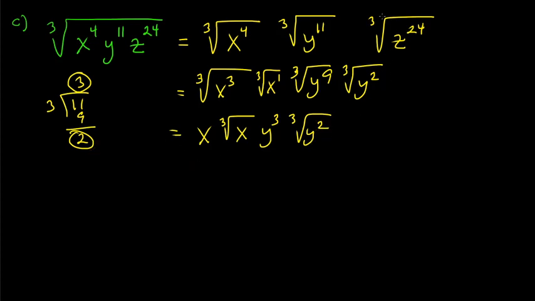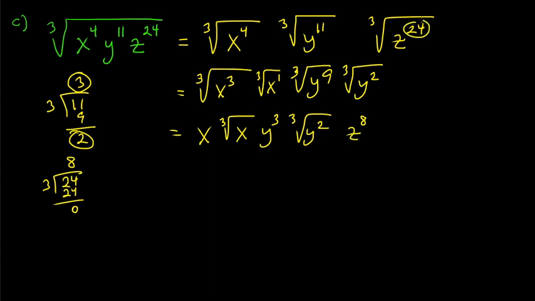All right, and finally, the cube root of z to the 24. So 24 divided by 3. Well, this works out nicely because it's 8 with no remainder. So this is just going to be z to the 8.